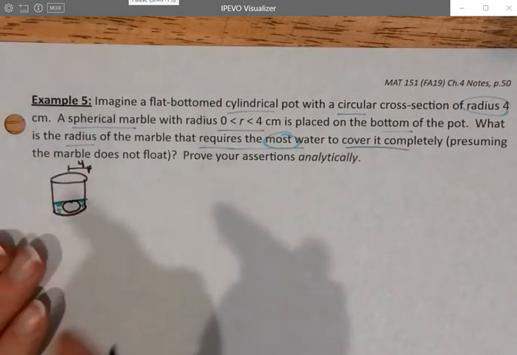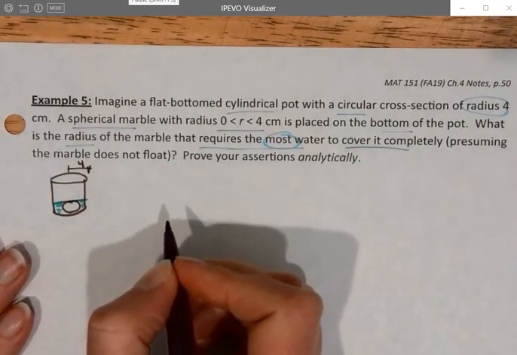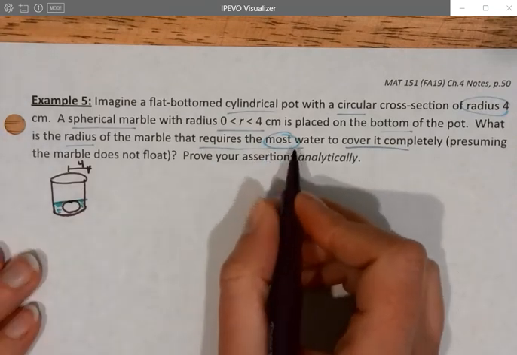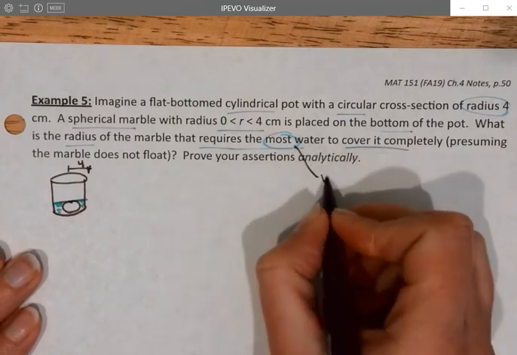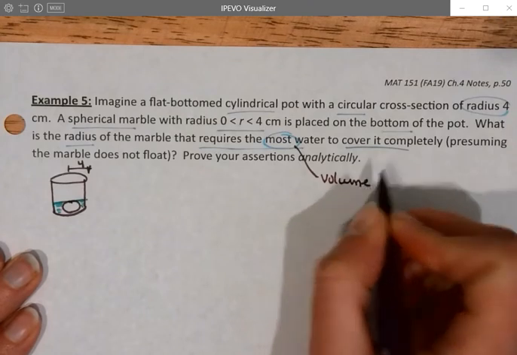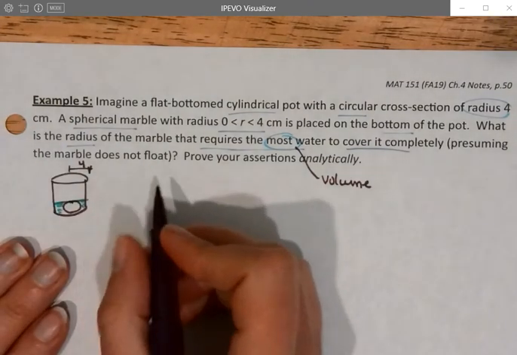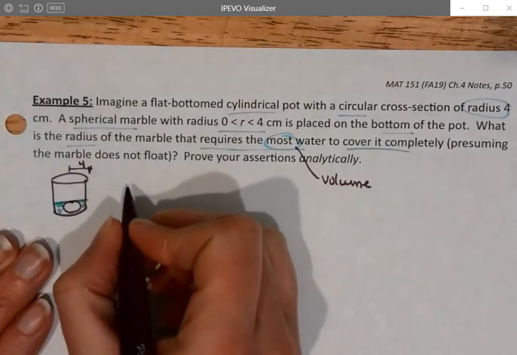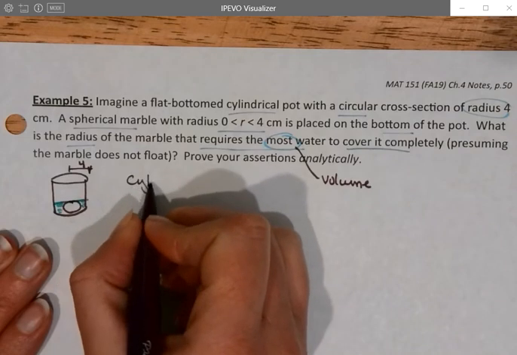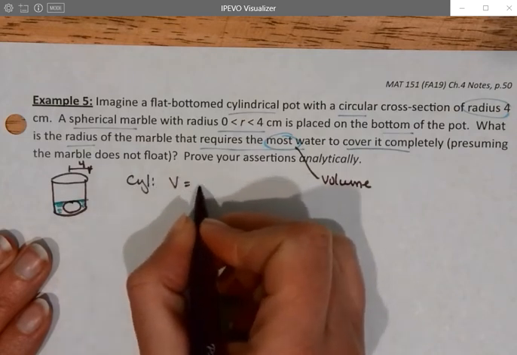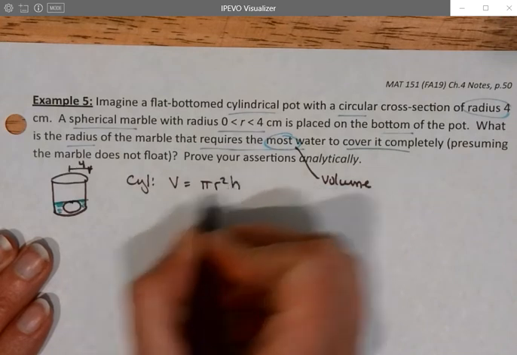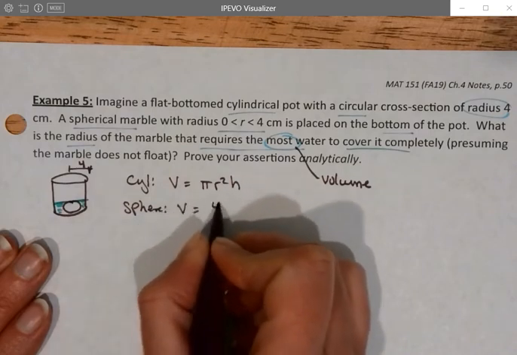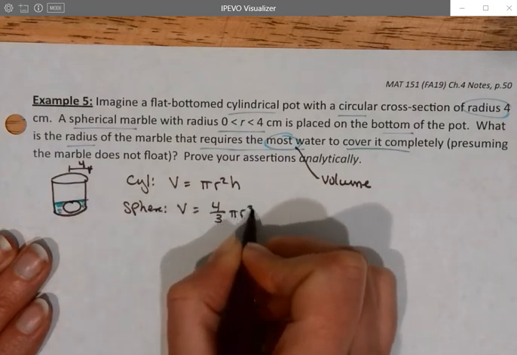Okay, so the first couple things that we want to think about is for our objectives, we need to compute a formula for the most water. And so since the water is going to be filling space, we're going to be looking for some kind of volume situation there. Okay. So before we even write my objective function, I'm going to start with what I know about volume for each of these shapes. So for the cylinder, we know that the volume is pi r squared h, and for a sphere, volume is 4/3 pi r cubed.